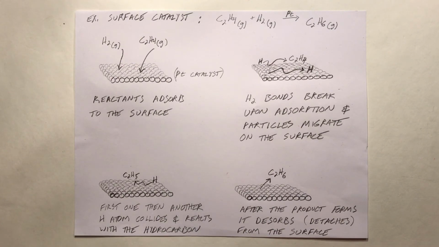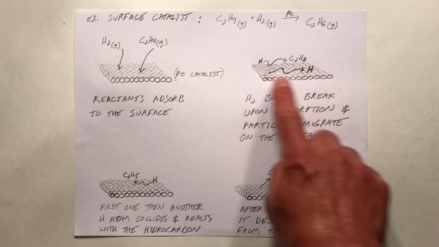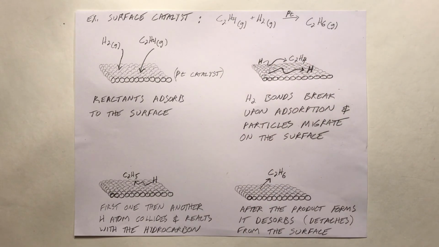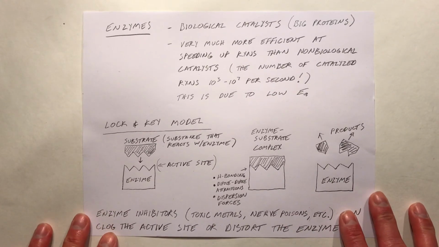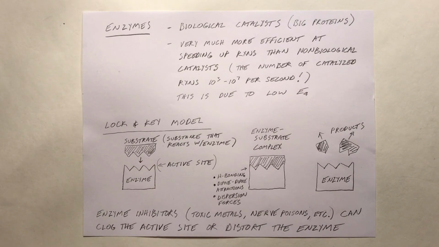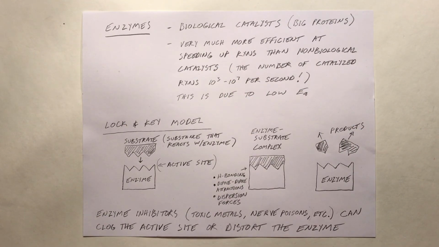So this is an example of surface catalysis. It just gives us a spot where the reaction can happen. It kind of brings the reactants together and allows them to congregate together on that surface. Now before we wrap this up with catalysts, let's consider enzymes. Enzymes are biological catalysts. They're typically really big molecules that are proteins. Now, biological catalysts, enzymes, are very much more efficient at speeding up reactions than non-biological catalysts that you'd see in a regular chemical reaction. So enzymes are really, really important for the chemistry of living things.